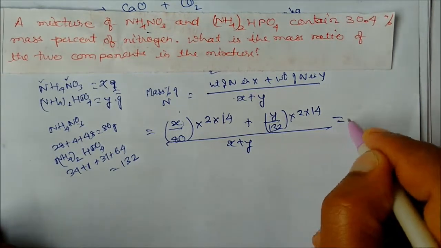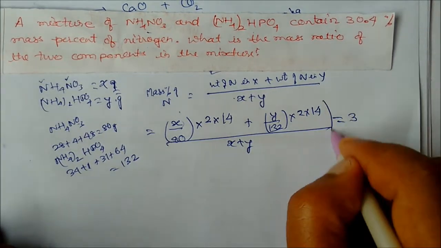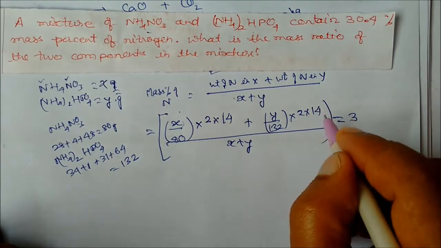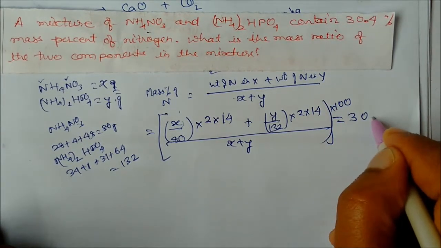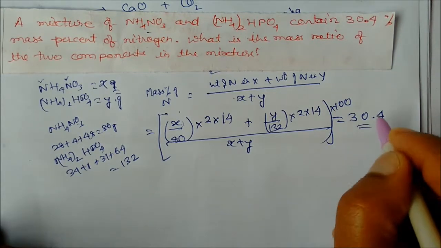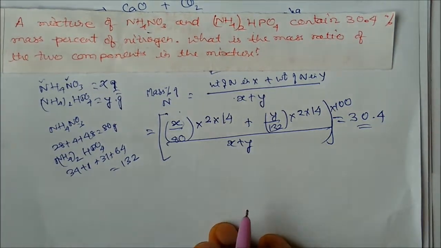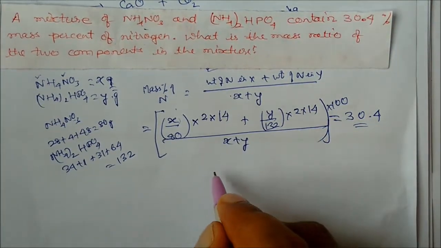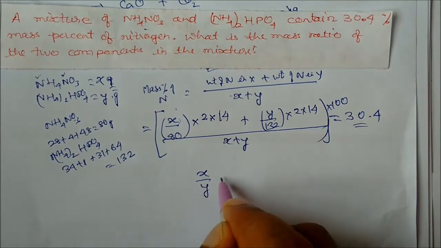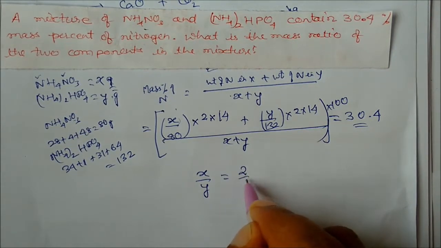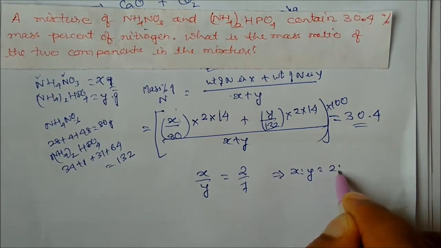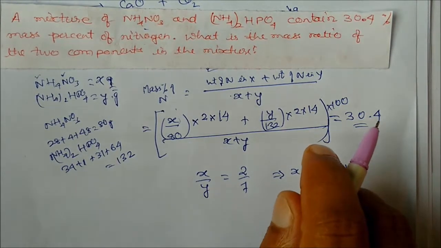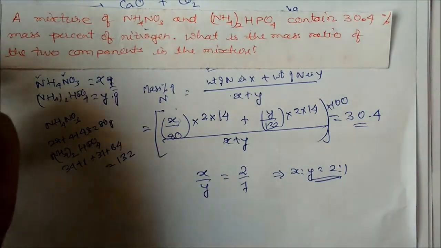And this is equal to how much? This is the whole percentage. So multiply by 100, and this is equal to 30.4. So on solving, if you solve it properly, we can get X is to Y equal to 2 is to 1. So this is our answer. Okay, so now we'll see the next.